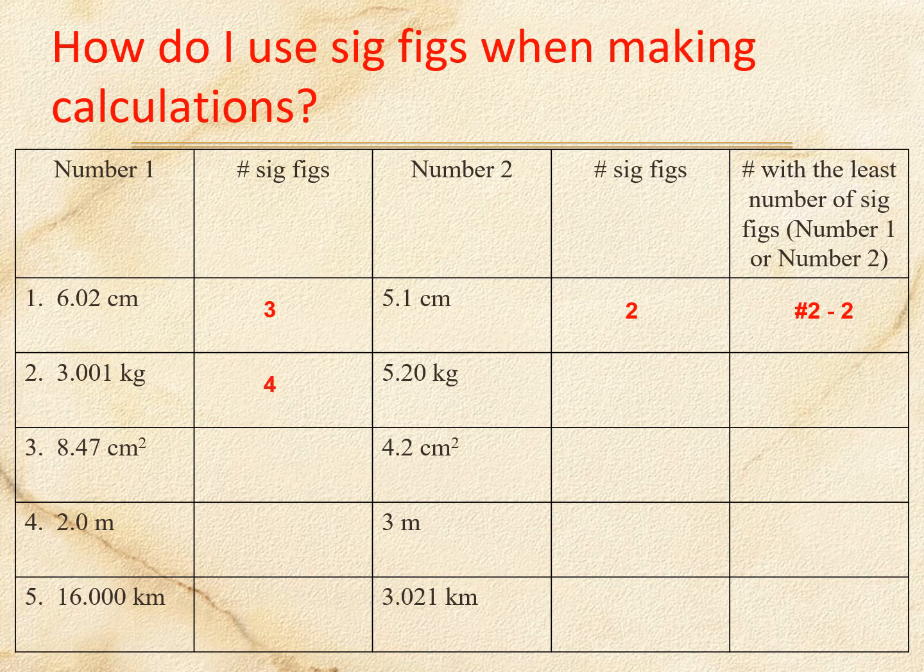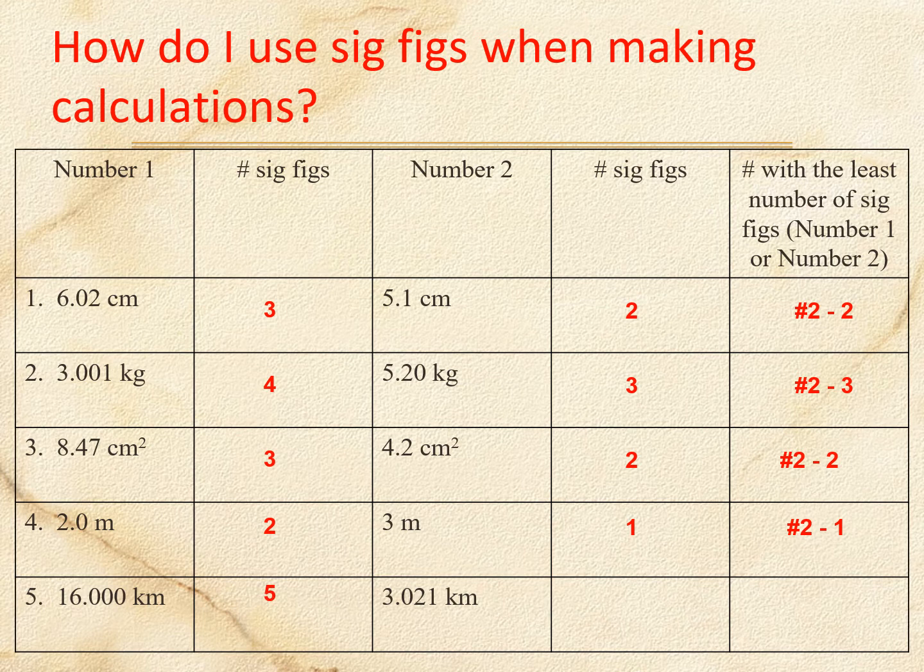4 in 3.001, 3 sig figs. So your answer can only be 3 sig figs. 3 sig figs in 3.24.2, so your answer can only be 2 sig figs. 2 sig figs in 2.0, 1 in 3. So when you multiply or divide, it can only be 1 sig fig.